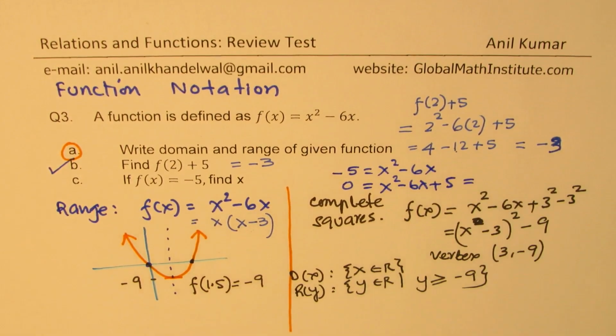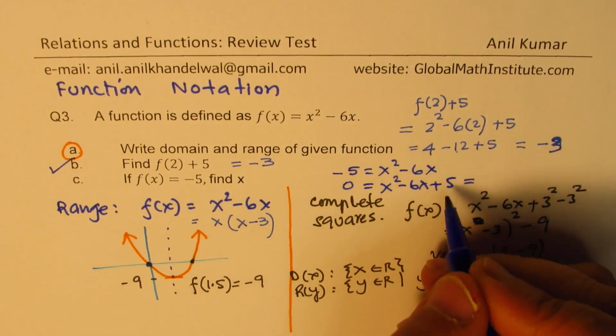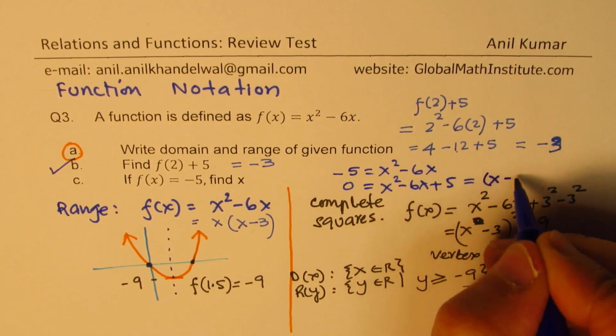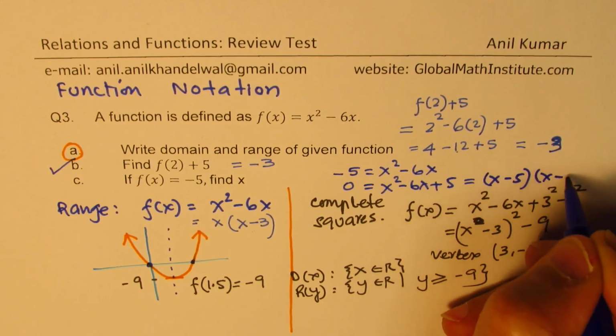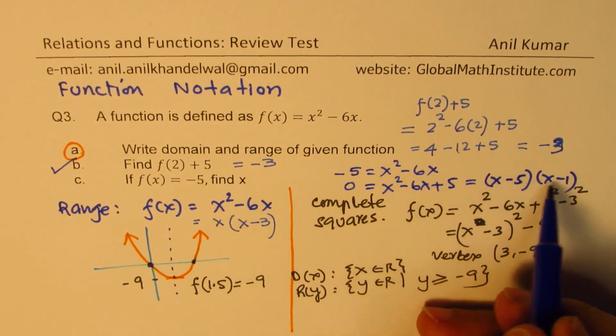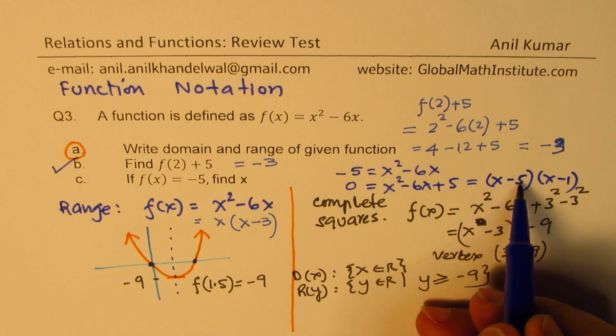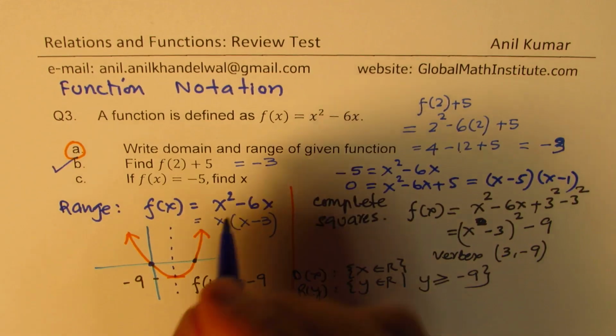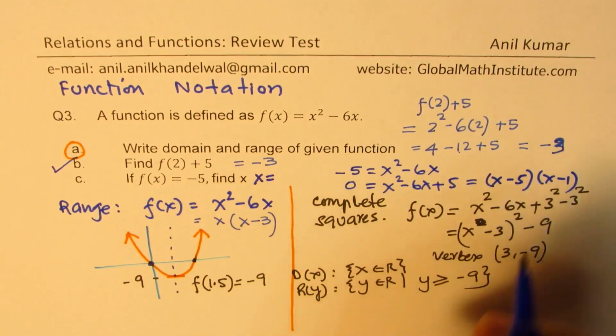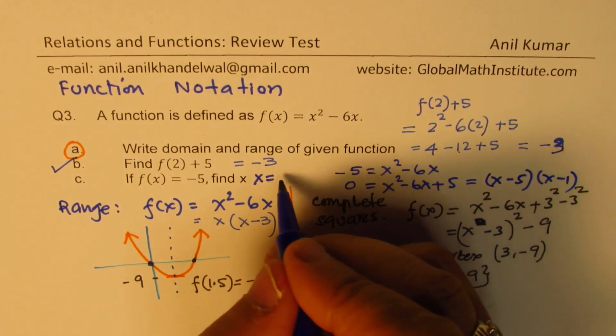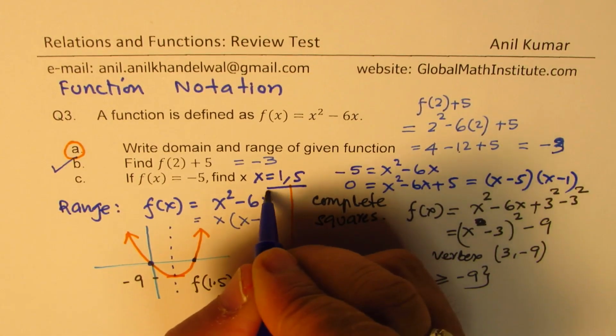Now that could be written in the factored form. 5 times 1, both negative, will give you plus 5. So I could write this as x minus 5 times x minus 1. Now this will be 0 for x equals 5 and x equals 1, correct? So we get the value of x as equal to 1 or 5. Does that make sense to you?